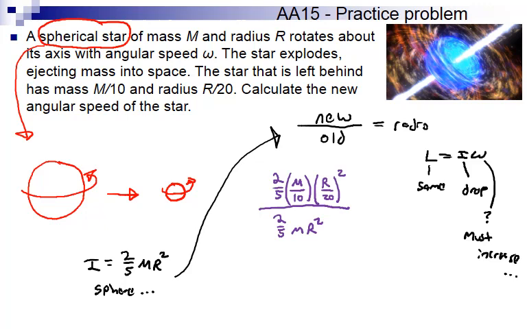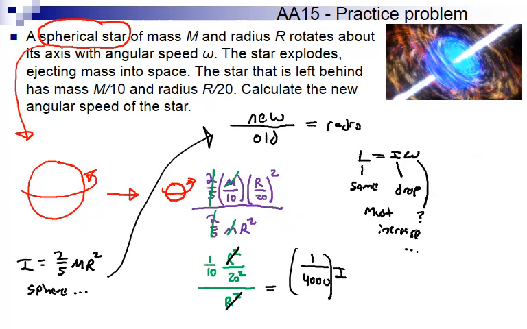2/5 mr squared, we have m over 10, and then r over 20. And then we have, again, the new situation divided by the old, so new over old. And 2/5 will cancel from the top and bottom. Mass will cancel from the top and bottom. If we square, we have to square the r and square the 20. So 1/10 r squared over 20 squared, and then that's over r squared. The r squareds will be gone. And when we multiply those together, the 1 over 10 and the 1 over 20 squared, we have 1/400th of I.